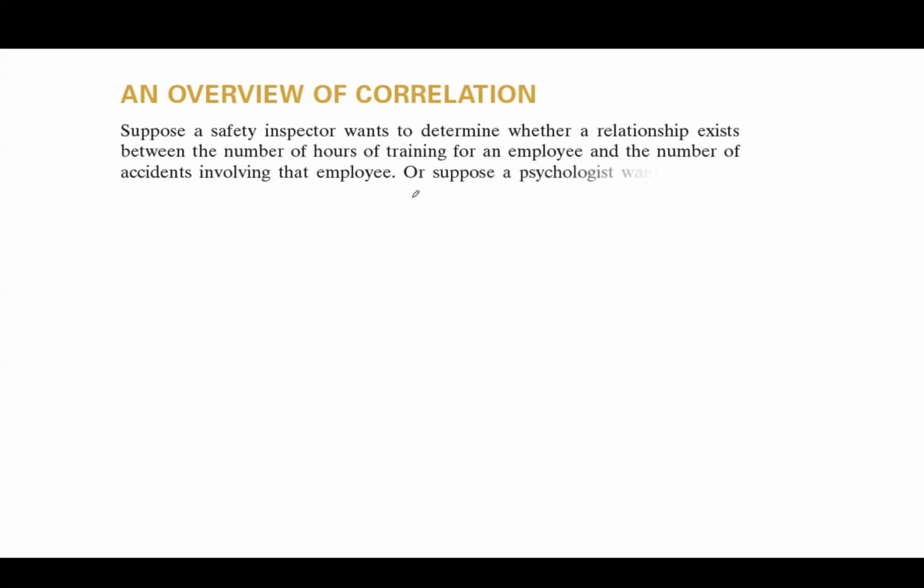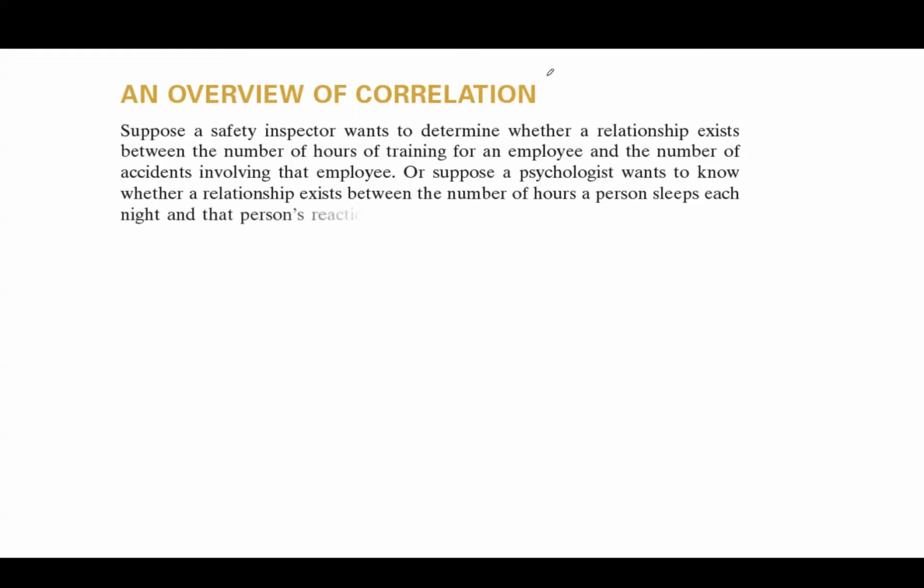Or suppose a psychologist wants to know if there is a relationship, a connection, an association between the number of hours a person sleeps each night and the person's reaction time. How would he or she determine if any of these variables are related, or in general, if you can find a correlation or relation between different variables? This is the topic of correlation.